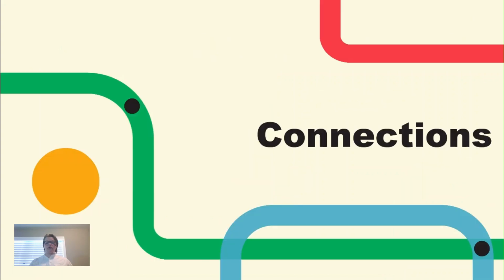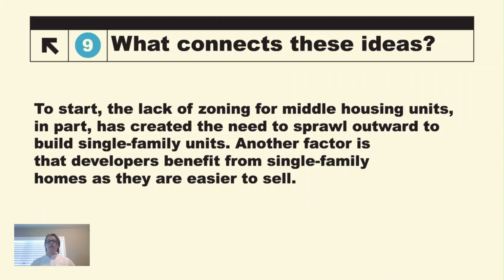So, what connects these two things? Well, to start, the lack of zoning for middle housing units, in part, has created the need to sprawl or push outward, which is typically single family homes, because in many cities there's no zoning which allows for the missing middle housing. Another factor is that developers benefit from single family homes as they are easier to sell.